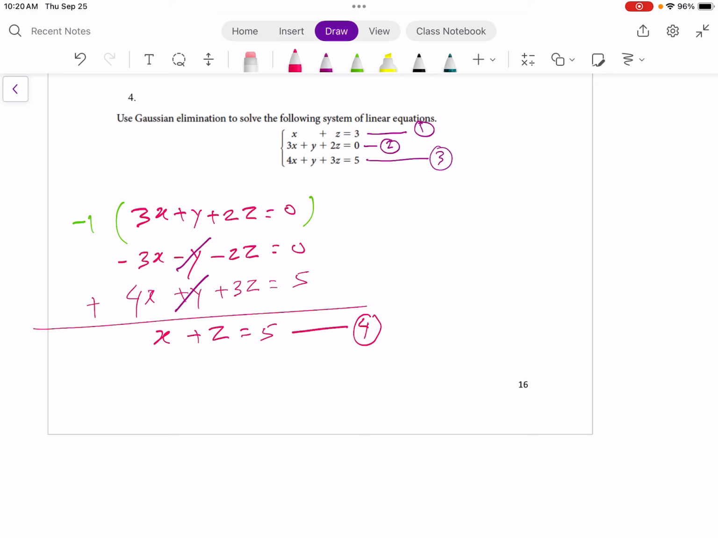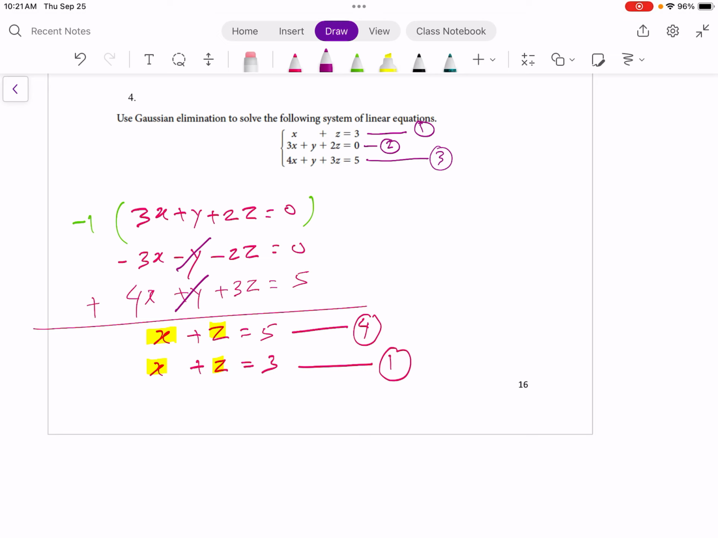Now let me write that equation 1. Our equation 1 is x plus z equals 3. Now both of these equations have the same variables, x and z. Let's eliminate one variable from these two equations. Which variable do you want to eliminate? Let's eliminate x, and if we want to eliminate x, we need to have a negative here. So to make it negative, we multiply both sides by negative 1.